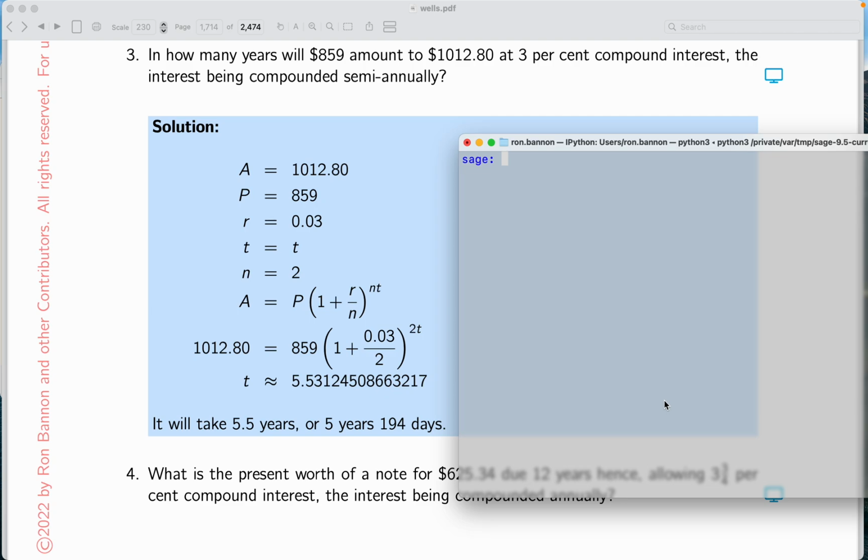And again, what I'm reading is A is equal to 1012.80. The P is 859. I'm going to put that as 00 though. The R is 3%.